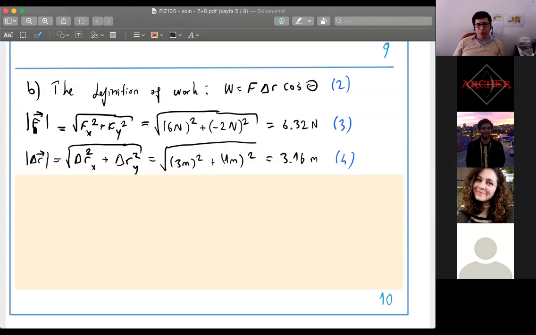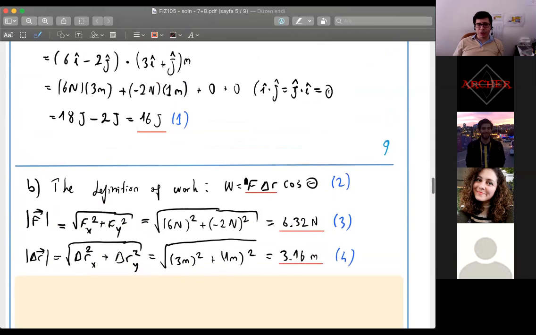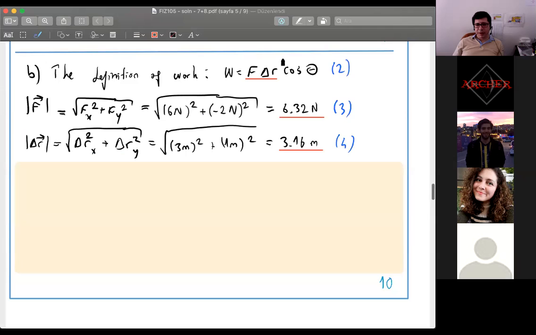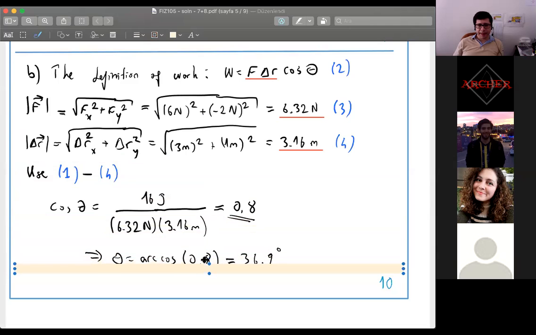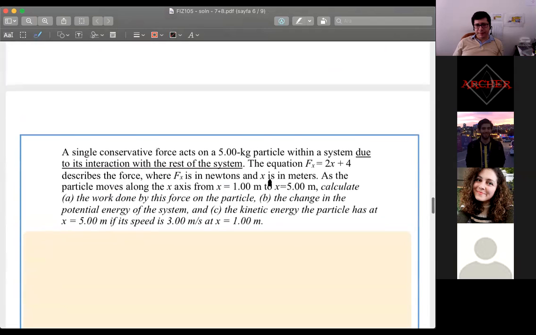We first need to evaluate the norm of these two vectors, F and delta R. These norms are 6.32 Newton and 3.16 Newton. Okay. Then put these values here. Put work 16 joules here. What you get is cosine of the angle theta. You calculate arc cosine, the inverse function. Okay, so cosine is 0.8, which means that theta angle is 36.9 degrees. Okay, next problem.